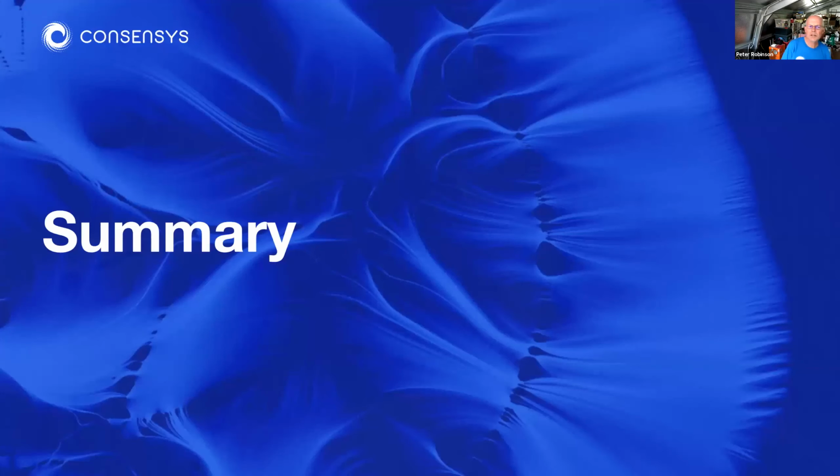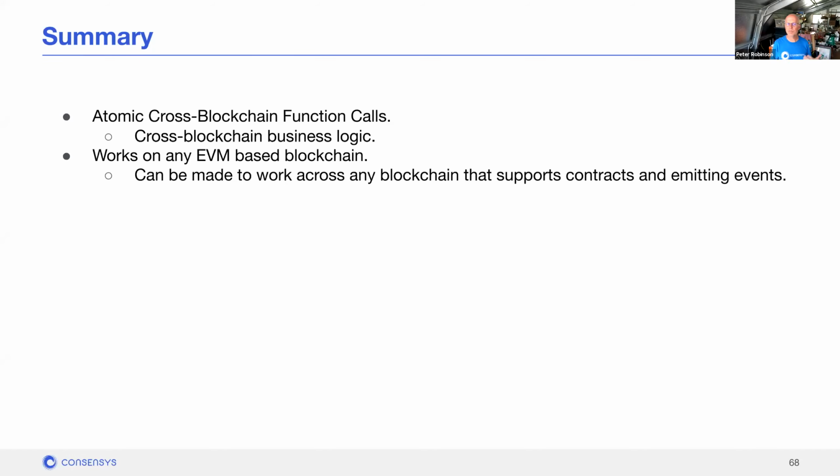So in summary, it's an atomic cross-blockchain function call mechanism, which allows cross-blockchain business logic. It should work on any EVM-based blockchain as it is, but it could be made to work on anything that supports smart contracts and events.